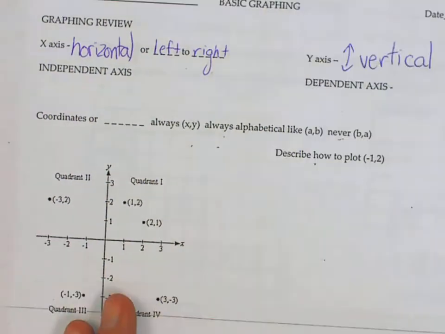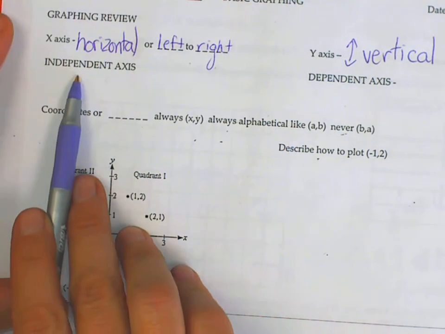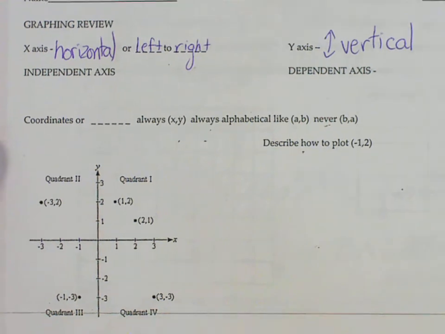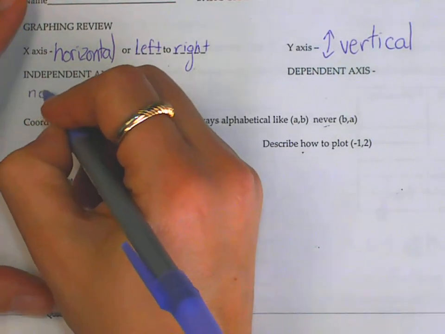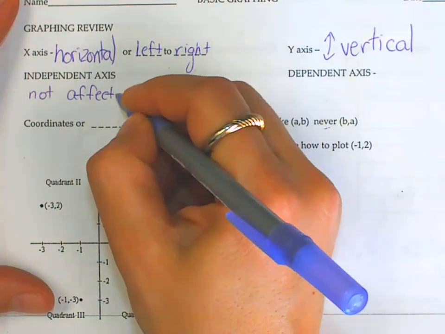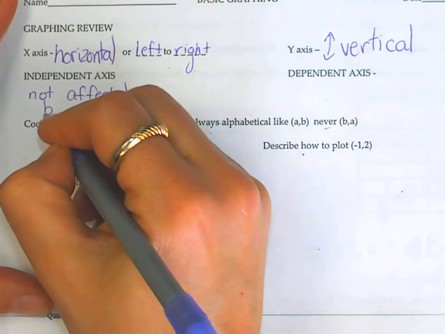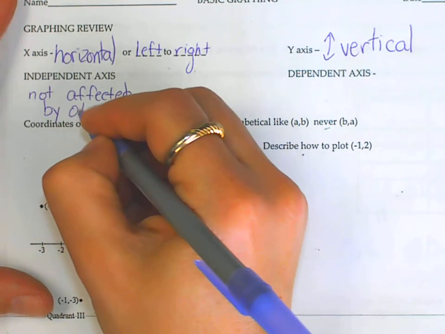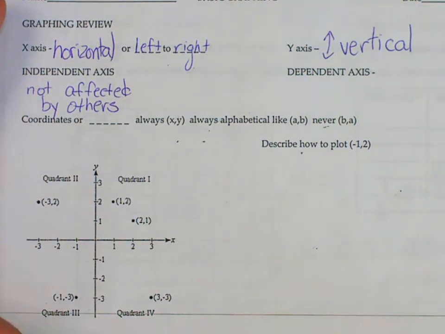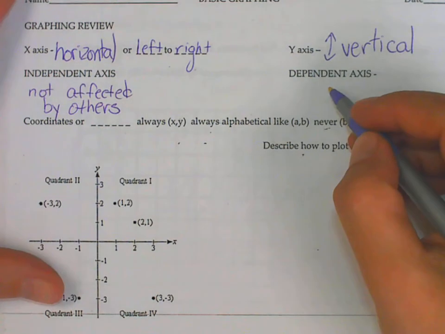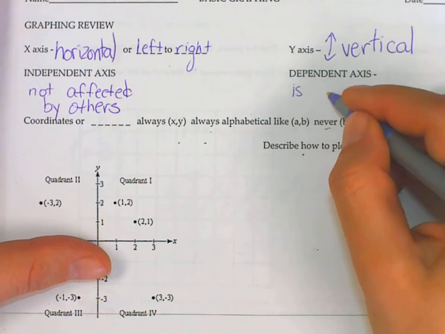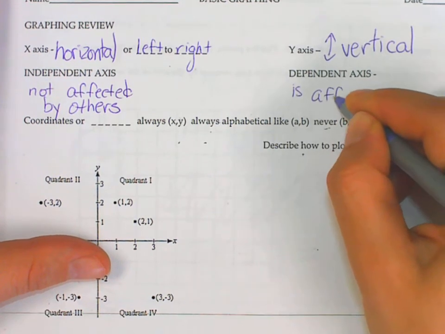Okay. All right. The x-axis is the independent axis. Ain't nobody gonna tell me what to do. Independent. Cannot be affected by others. Affected with an A. Extent of my English skills there. Not to be confused with an effect. This is affect, the verb. The dependent axis does change other things. It is affected. It is affected by the independent variable.